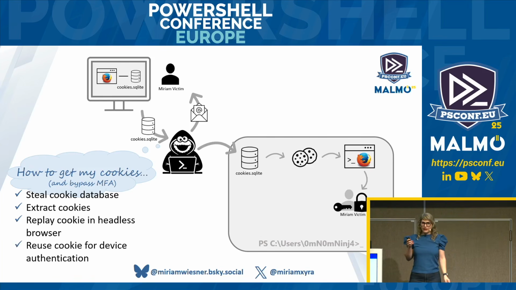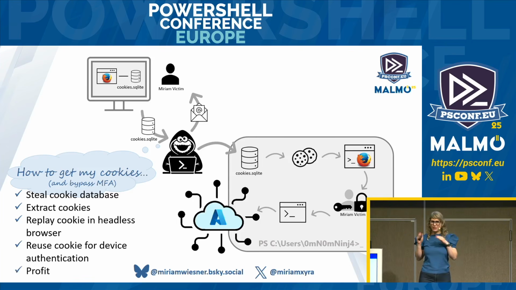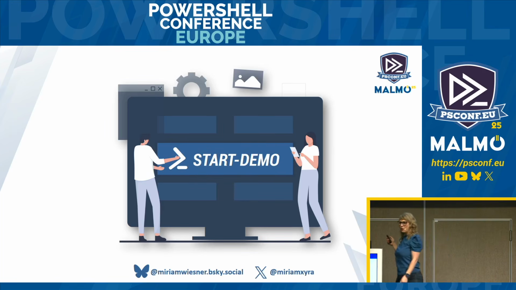Then we can reuse the cookies for device authentication. And in our demo, I will later show you why we have this step here and why we just can't use the token. And then the Cookie Monster, having bypassed MFA authentication, can run Azure PowerShell and extract all the data that the Cookie Monster wants to. Let's look how that works in a demo.